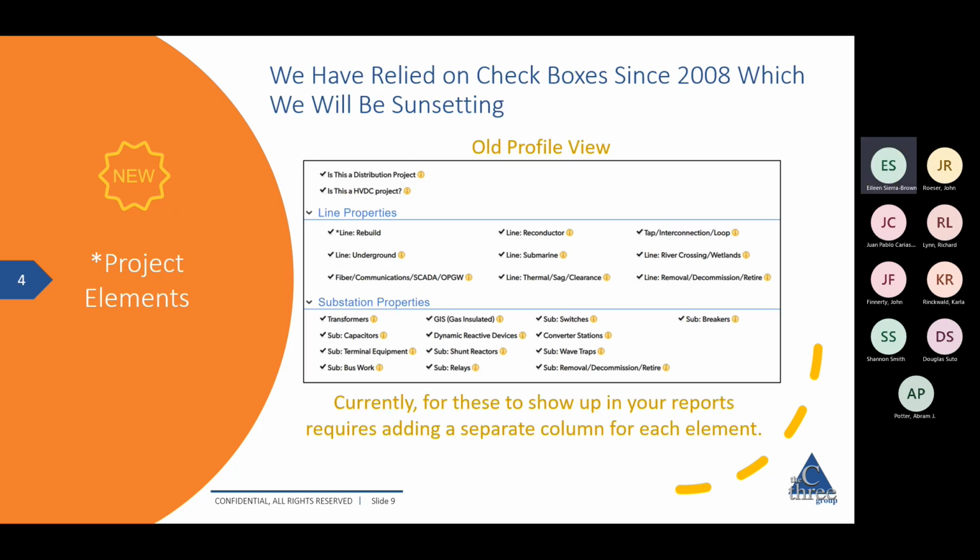And then for project elements, this is drilling down into the details of what's contained within the project. Is it a distribution project? Is it an HVDC project? Is it a line rebuild? Is it a line reconductor? The project elements field is again a multi-select field, but it allows us to show if one or all of these elements are contained within a project.